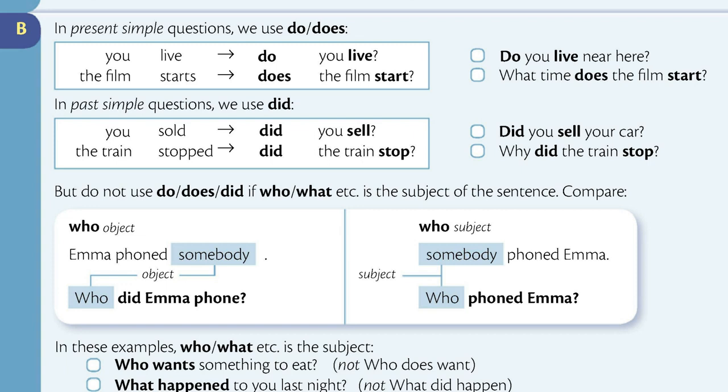But do not use do, does, did if who or what, etc. is the subject of the sentence. Compare. Who object? Emma phoned somebody. Who did Emma phone? Who subject? Somebody phoned Emma. Who phoned Emma?